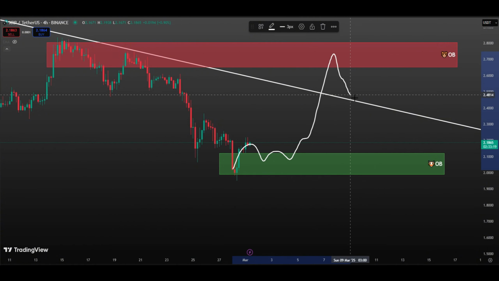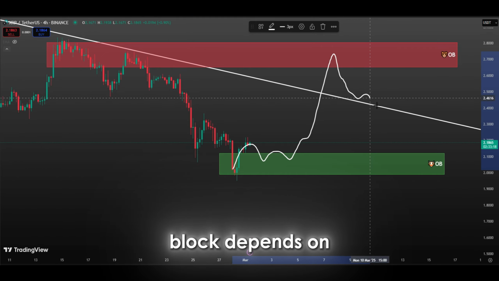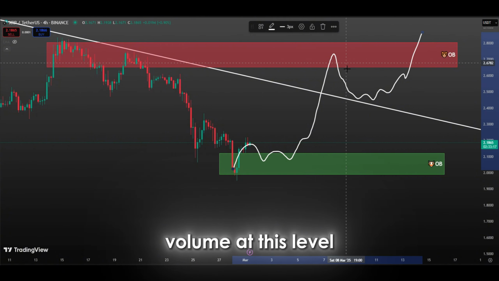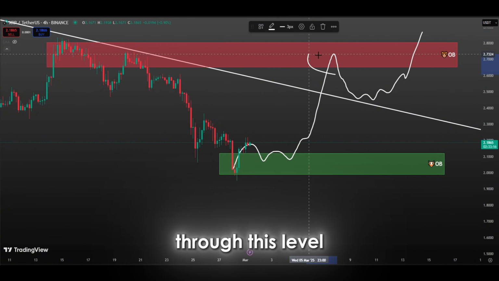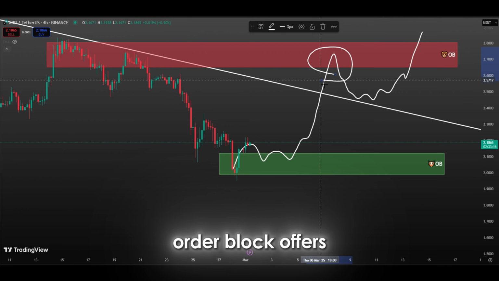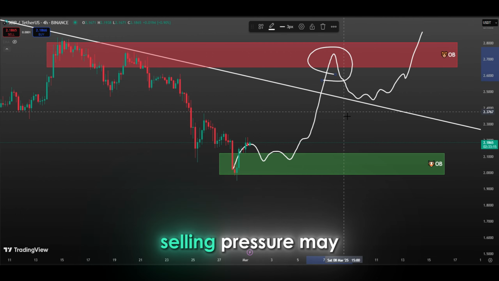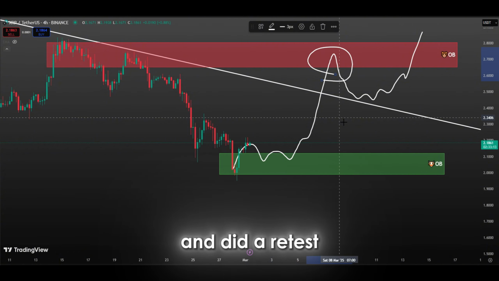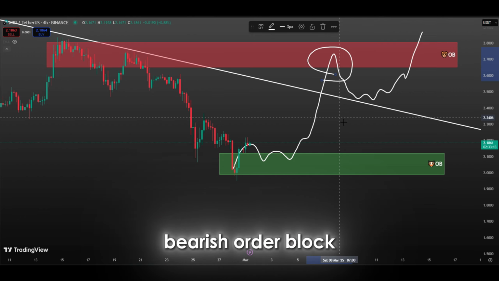In this case, a downward correction or pullback can be expected if the price reaches this level. The impact of the bearish order block depends on the previous price movements around the peak level and the trading volume at this level. If the price tries to break through this level, but the bearish order block offers strong resistance, selling pressure may pull the price back and potentially cause it to move lower. And let's say the price broke the downtrend and did a retest. It will go to the first bearish order block, and it may not break the bearish order block at once. It will have to try several times.